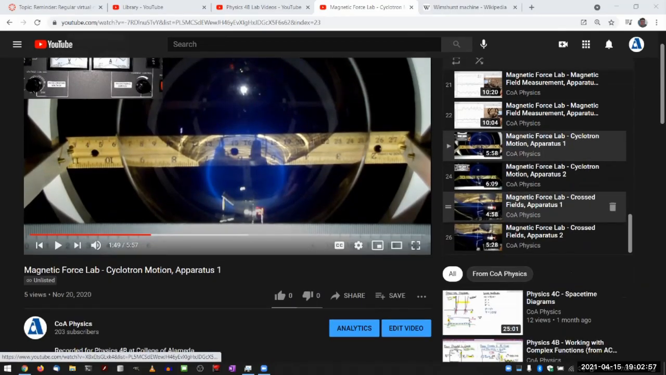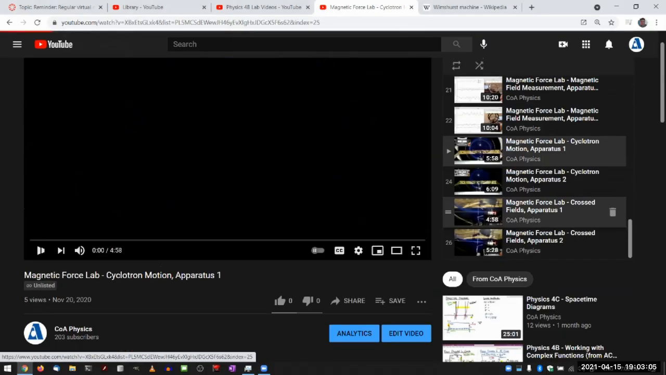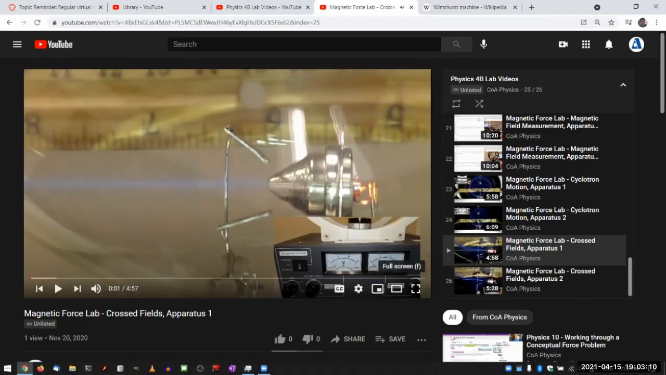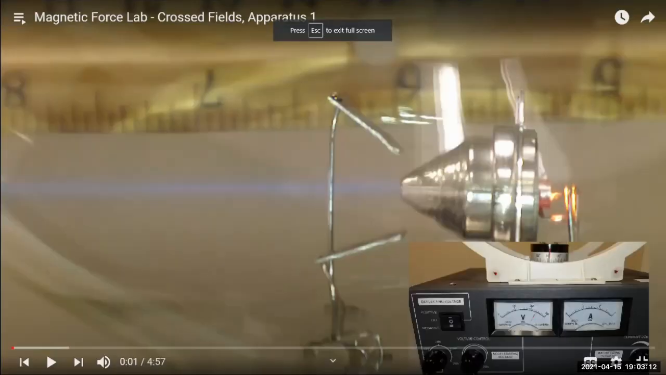And I want to show you one more thing. It's something called the crossed field setup. Well, let me just play it and show. This is a setup that involves both magnetic field and electric field. This is the crossed fields measurement using apparatus 1.